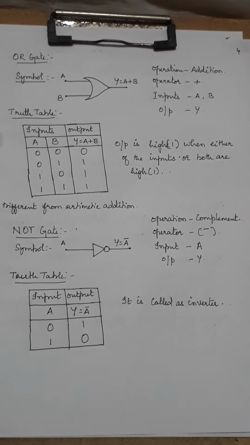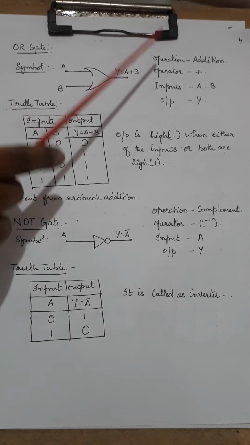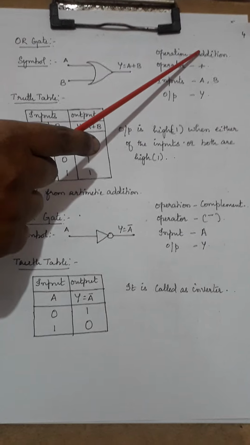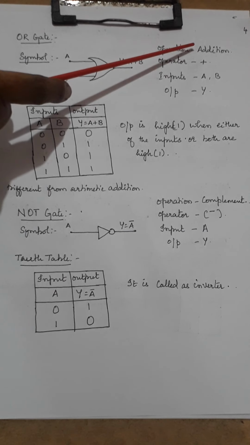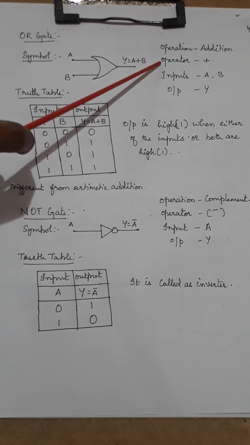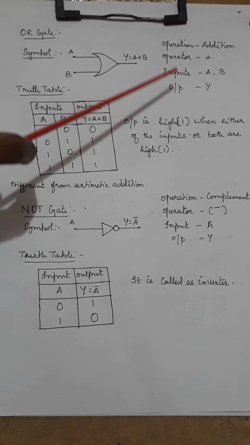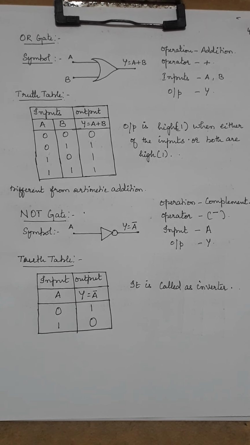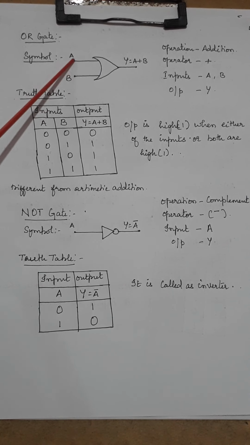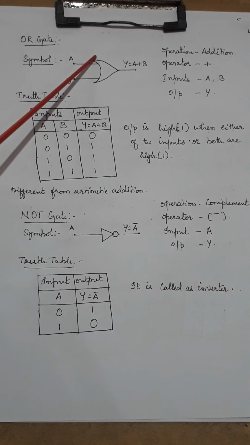OR gate. Here the operation which is done is addition. Addition is what I am going to do. Here also it is not arithmetic addition, it's only logical addition. So naturally it has an operator which is plus, and it also has two inputs and one output. So this is the symbol, the line says that it is two inputs.